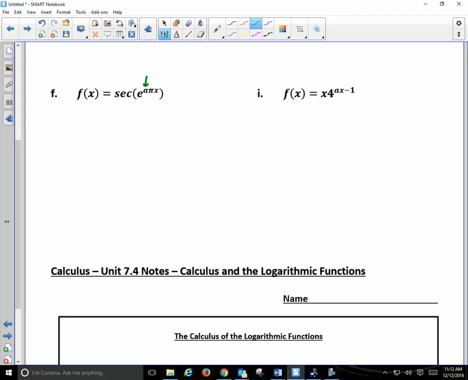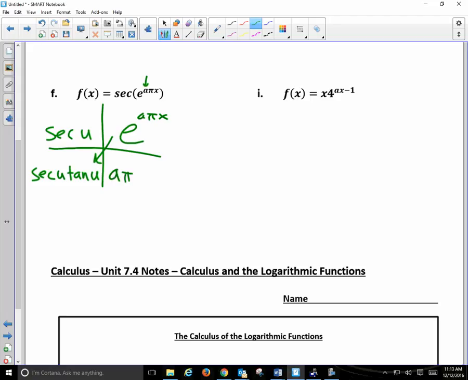X is our variable. Secant of e to the a pi x. So got here, what's my outside function? Secant of u, inside function. Derivative of secant: secant tan. Derivative of e to the a pi x: a pi e to the a pi x.